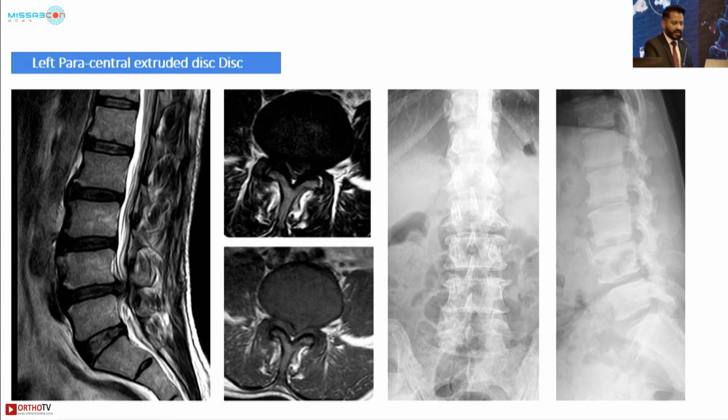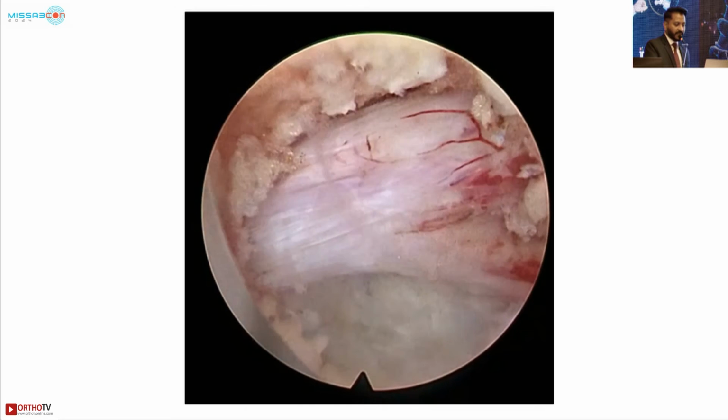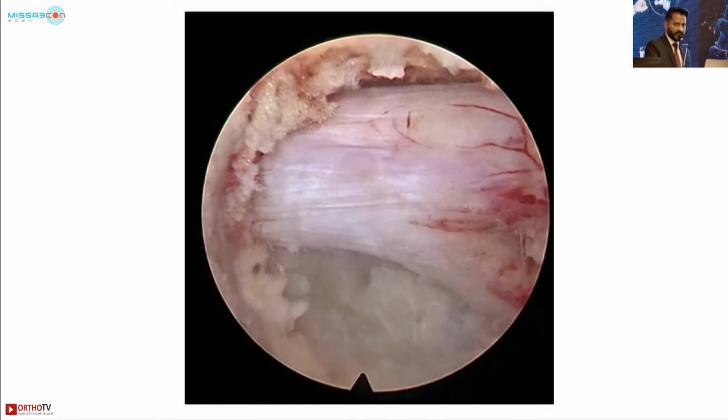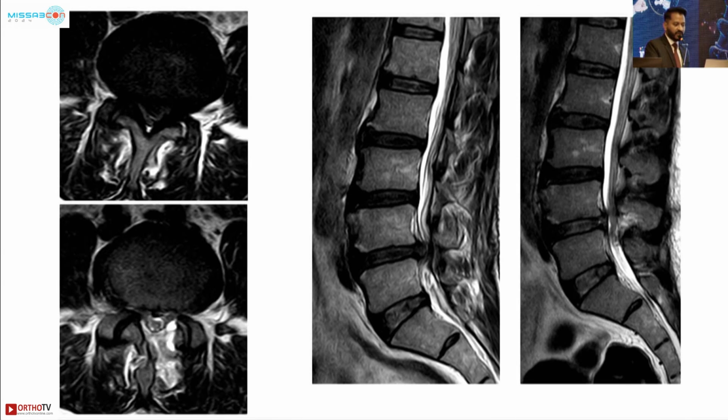So this was the case where there was a pre-existing stenosis and an acute disc fragment on the left side. But the dilemma here was the patient was having pain on the right side. So what will you do? Whether you go on the symptomatic side or you go on the pathological side. So remember, in such cases you have to always go on the pathological side, not on the symptomatic side. So again, I went from the left side, did the stenosis decompression, discectomy and opposite side decompression as well. This is the pre-operative MRI of the same patient and this is the post-operative MRI.